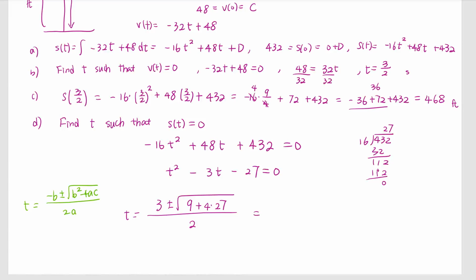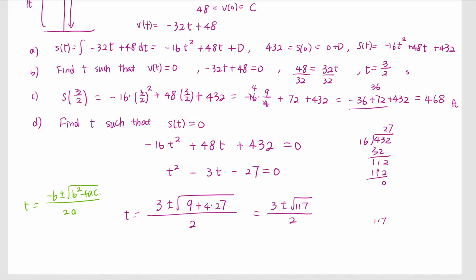So 4 times 27 is 108, right? And then 108 plus 9 is 117. Okay, so let's see. All right. Okay, so that's 3 plus square root of 117 over 2. So far, so good?